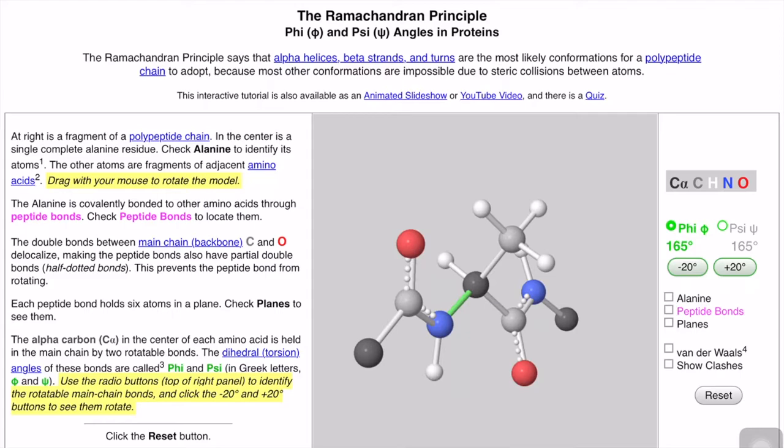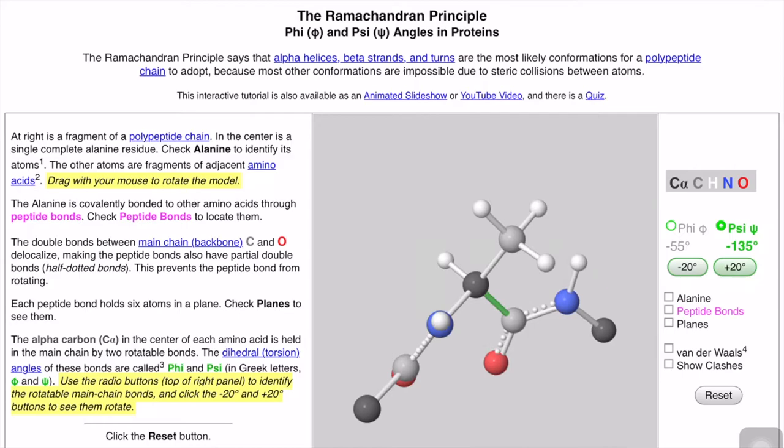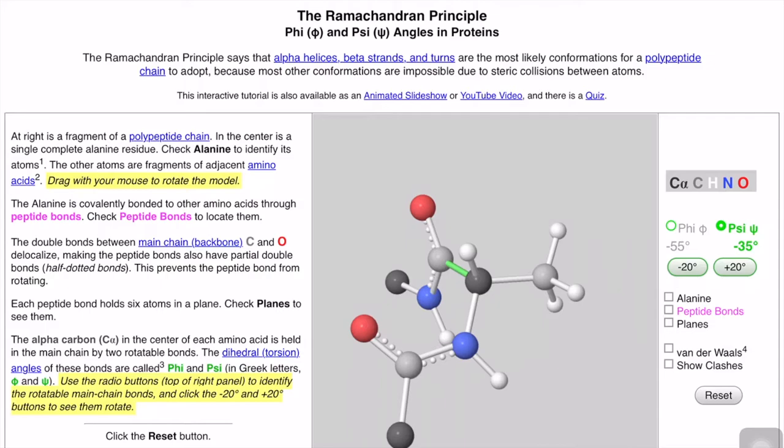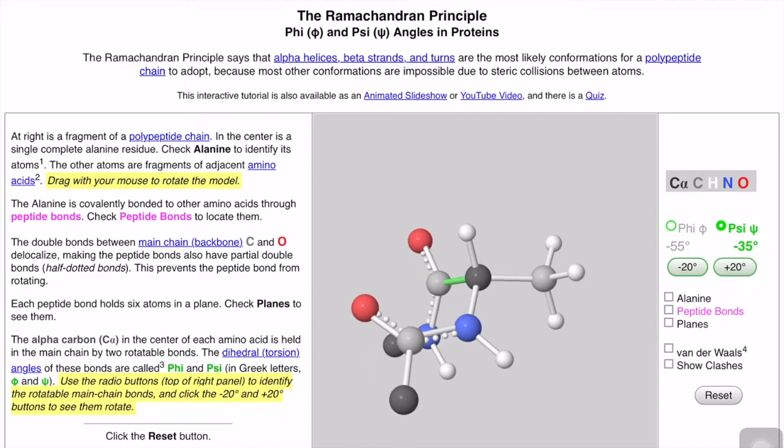So let's go ahead and twist about the nitrogen to alpha carbon bond until we have about minus 55. That's somewhat consistent with alpha helical structure. And then let's do the same for the psi angle. Okay, that's maybe as close to alpha helical structure as we can get. So in this diagram, our amino acid has phi angle of minus 55 and psi angle of minus 35.